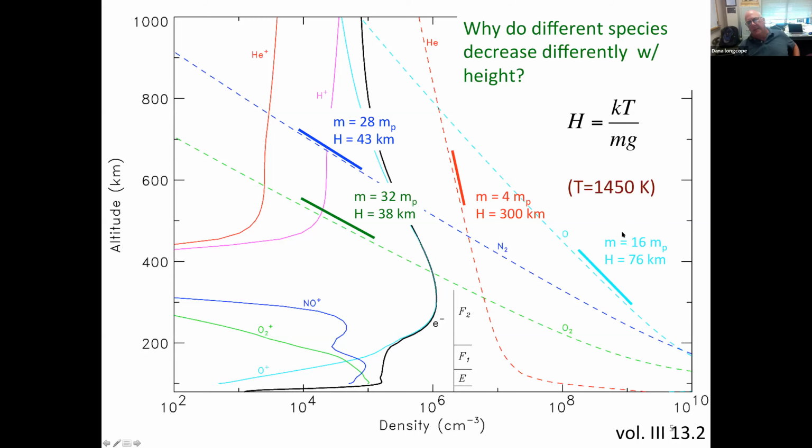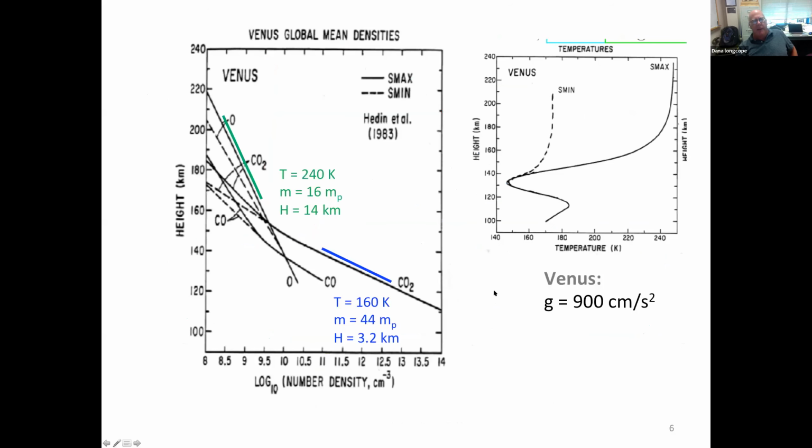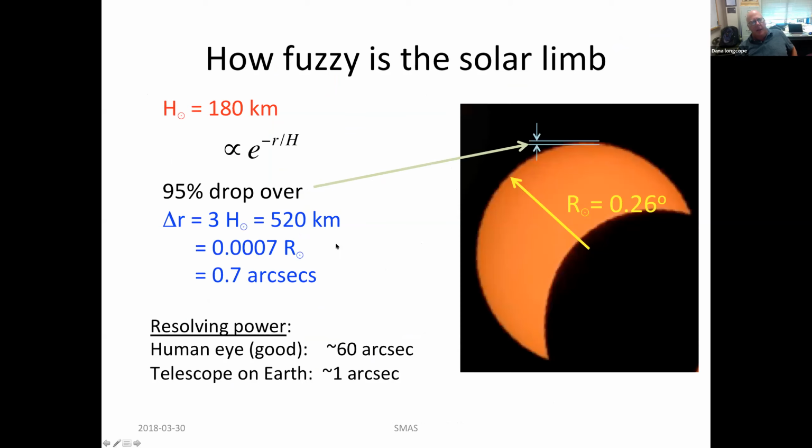The reason atomic oxygen is so prevalent is that it has a much lower mass, so its scale height is 76 kilometers. A larger scale height means you have to go a lot higher before the density has fallen off much, etc. And here's a picture of the same going on for Venus, at least. And here is one thing that they alluded to, and this is just bringing us back out of the ionosphere and talking about the sun.